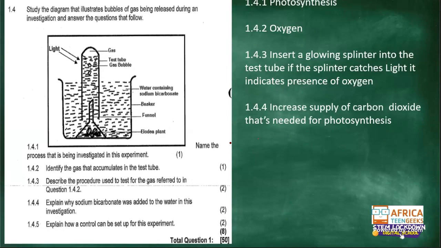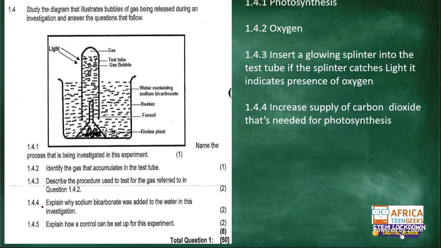Why was it added? Lihlonolo answered briefly that it increases the supply of carbon dioxide that is needed for photosynthesis, because the plant would need the carbon dioxide, right? So you put in sodium bicarbonate, and the plant would take in this carbon dioxide. Then during photosynthesis, the plant would release oxygen. Sodium bicarbonate contains carbon, so it releases CO2, increasing the supply of CO2 in this experiment, which is taken in by the plant, which will then allow it to release more oxygen.